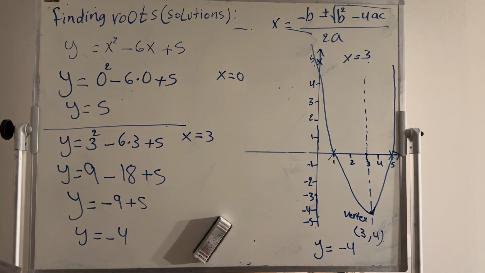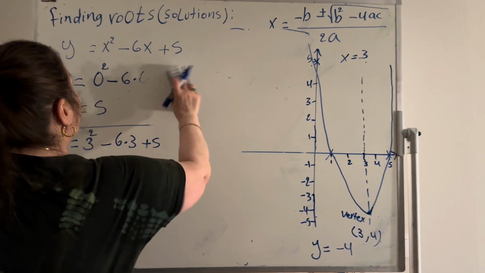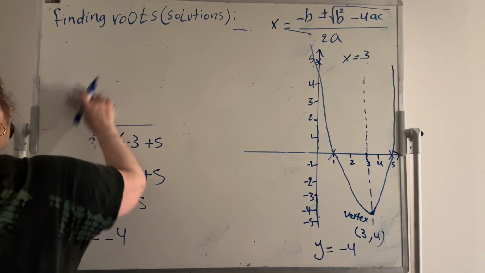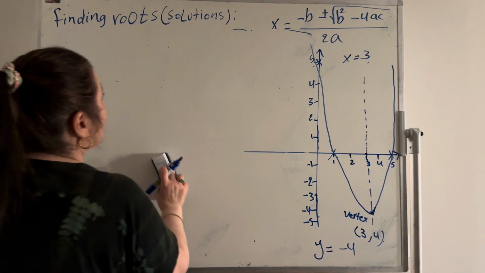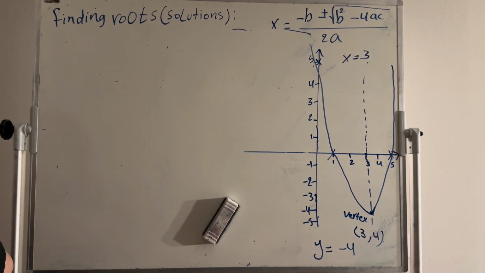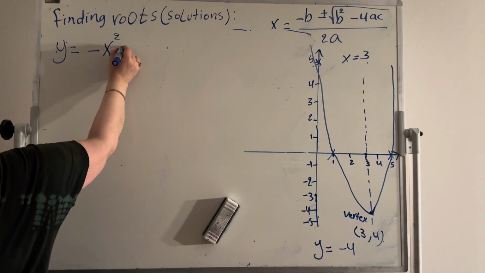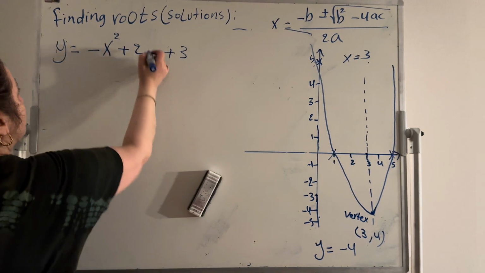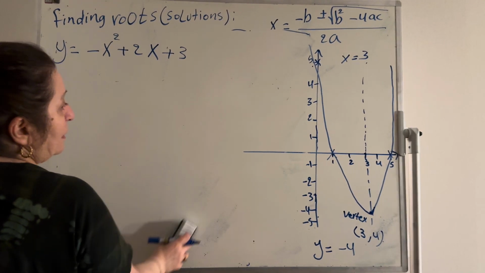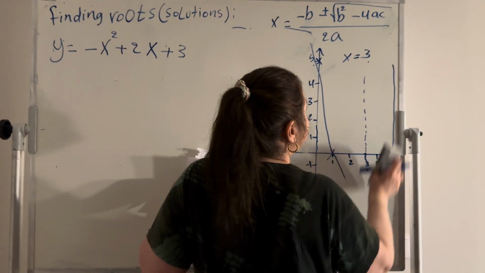But when we have an equation where the second-degree coefficient is negative, we will look at and solve this equation: y equals minus x power 2 plus 2x plus 3. And I will use the ABC formula also.